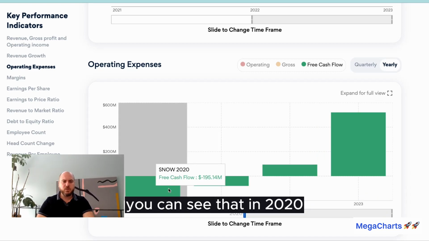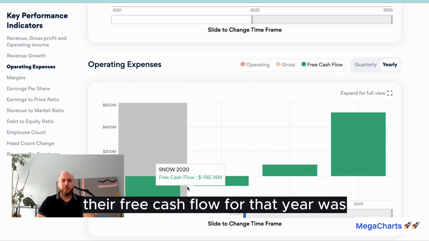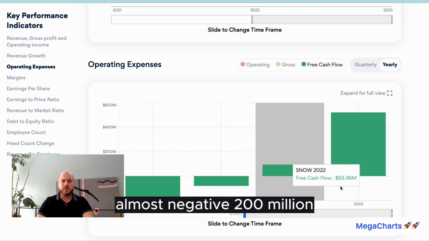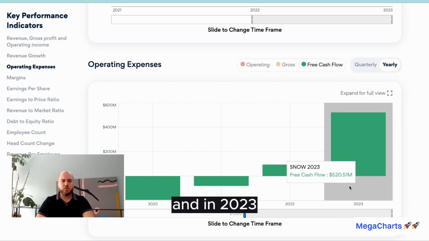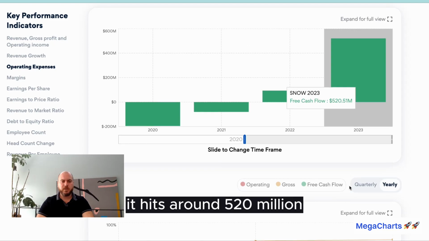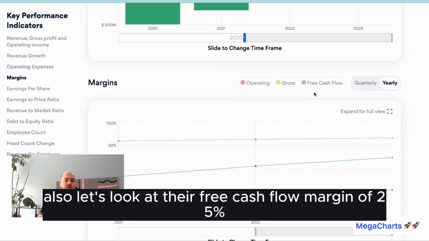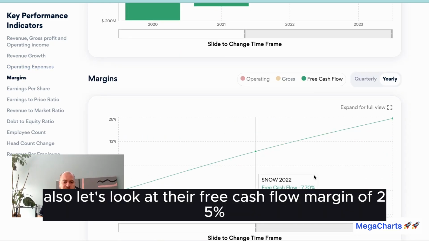You can see that in 2020, when Snowflake IPO'd, their free cash flow for that year was almost negative $200 million, and in 2023, it hits around $520 million. Also, let's look at their free cash flow margin of 25%.